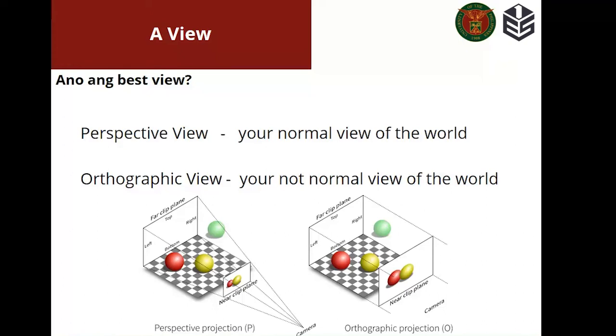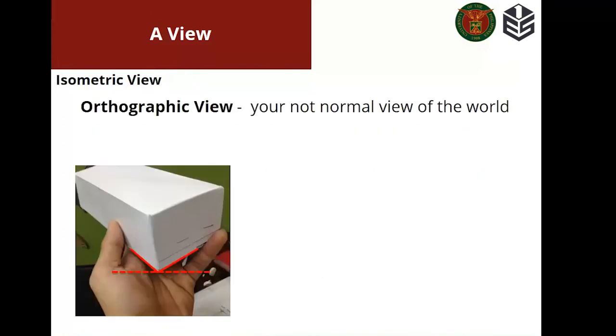So there will be somehow a paradigm shift in how you need to see objects when they are on paper. Remember, there will be no depth. You have to rely on different views, top view, side view, and front view, to be able to know which is farther or nearer than the other. Okay?